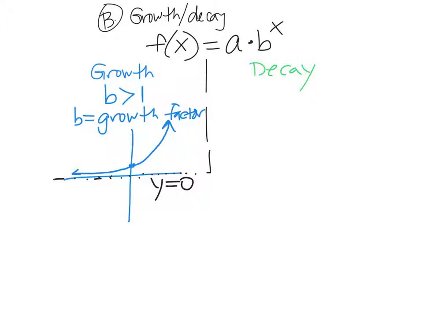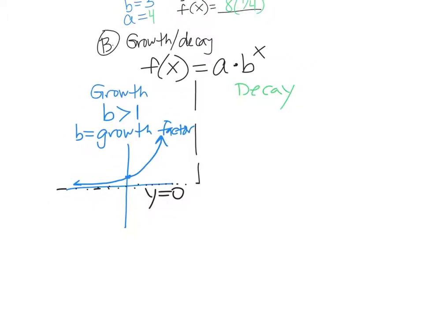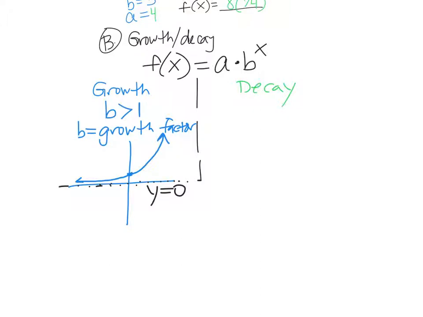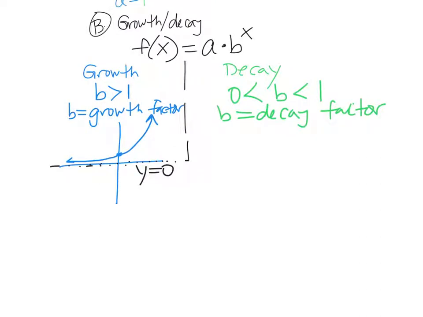Now, decay is not going to be a base that's negative. We think, oh, it's decay, so it's negative. No, decay is actually, b is between 0 and 1. I don't know if you remember that from last year. Maybe not, and that's okay. And then here, b is called your decay factor. It's your decay factor. And so exponential decay will look like this. You're going down. And it never actually reaches 0 because there is an asymptote there, also at y equals 0.